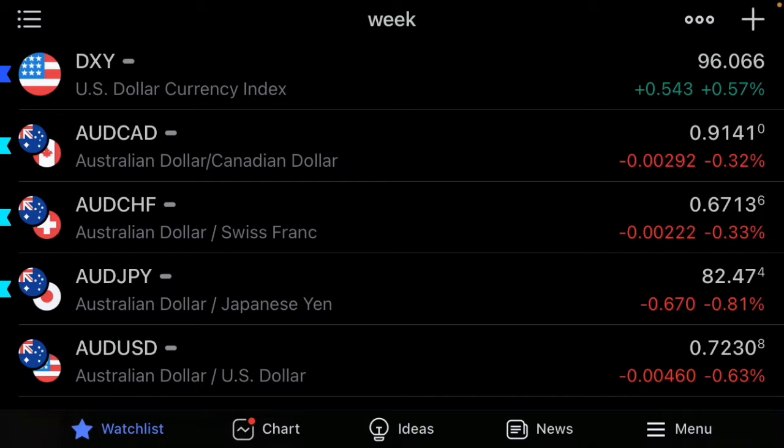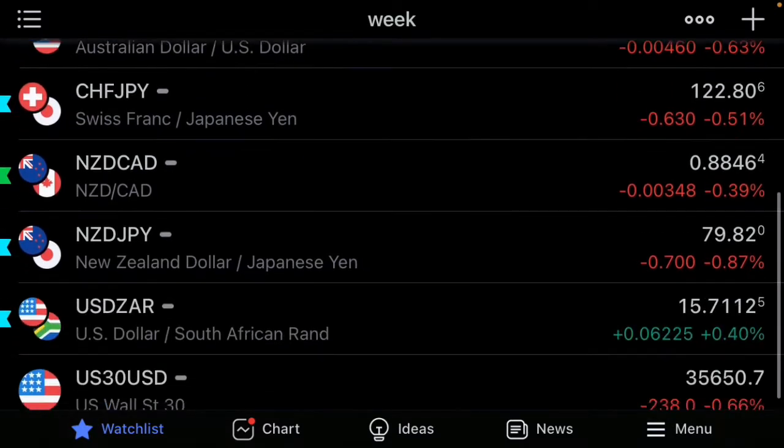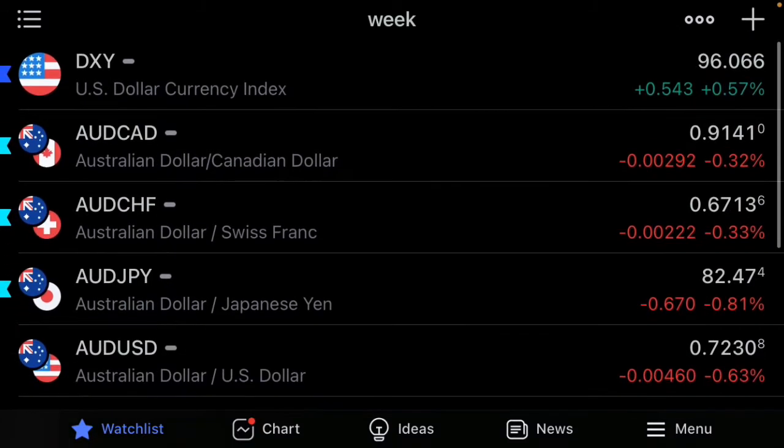For today's weekly market forecast, we're going to be looking at a couple of pairs. We're going to be going through the DXY, Aussie CAD, Aussie Swiss Franc, Aussie JPY, Swiss Yen, New Zealand Dollar JPY, as well as USD ZAR. Now for this next week, guys, things are looking very bullish on a lot of the pairs that I'm going to have a look at.